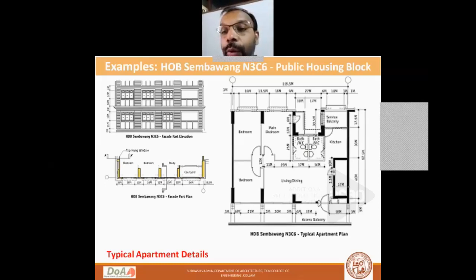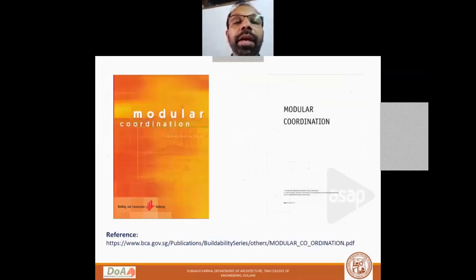And also below that, you can see the facade part plan where modules of 12 m, 8 m, 18 m are used. Yeah, this is the basic reference material for modular coordination.